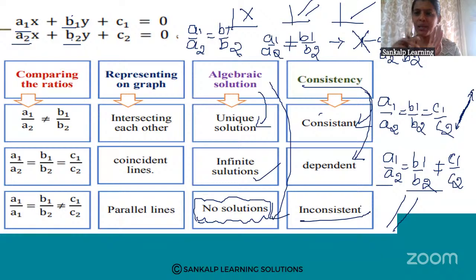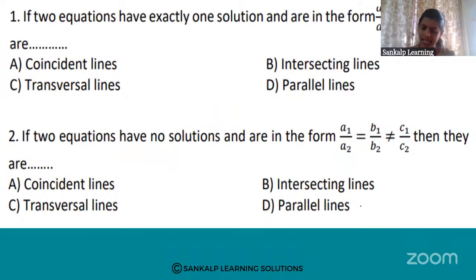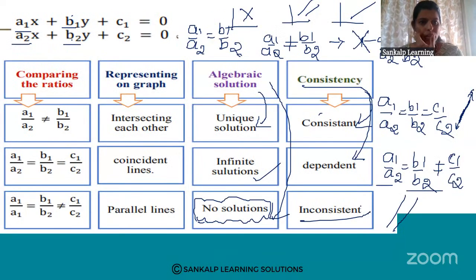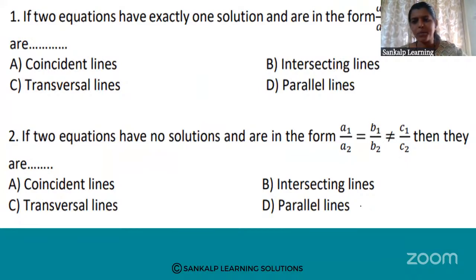Next, pairs are inconsistent. See, remember, when the pairs are consistent, the lines are intersecting; when the pairs are dependent, the lines are coincident or overlapping on each other. Next, when the pair is inconsistent, there are parallel lines, or it has no solution. That time it is inconsistent. Okay. Next, using these conditions, we will solve some multiple choice questions.